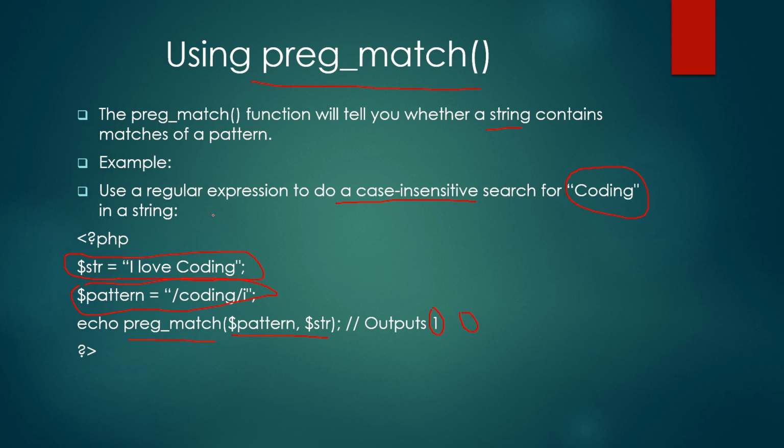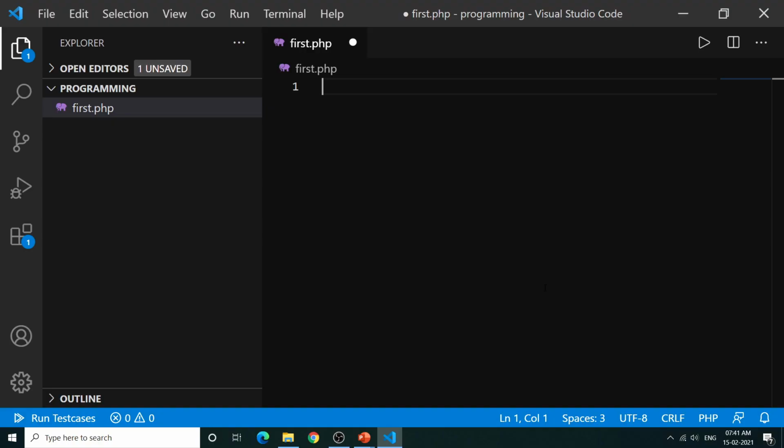Here we have just used a very easy example. We are checking whether this pattern coding is present in this string or not. In case of the preg_match function, it will print out 1 if it is present, means if it is containing that pattern, else it will output 0. Let's see this practically in an IDE.